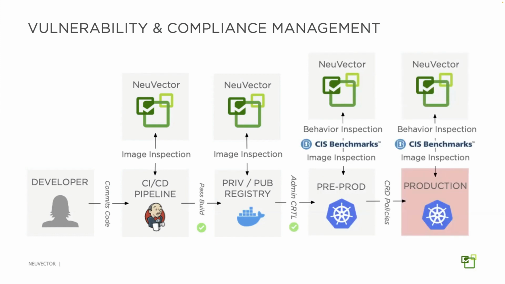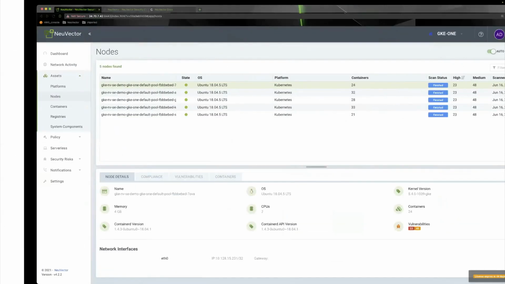And at runtime, really build time, and throughout the runtime phase, we're also doing image inspection, vulnerability management. You'll also see that we're doing CIS benchmarks both against Kubernetes and against Docker, and even doing those CIS benchmarks against OpenShift, which is something we helped Red Hat come up with, and those behavioral inspections. And as I promised, I'm going to head over to the interface.